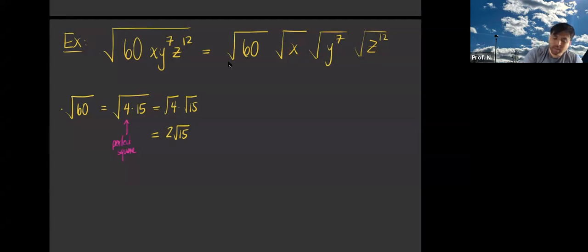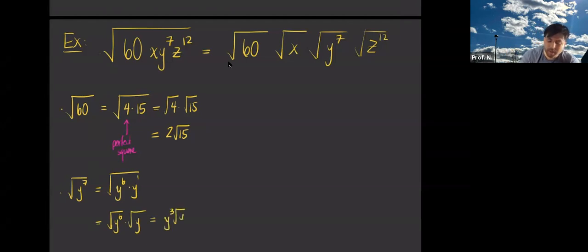Can I break down rad y? y to the 7th. Remember, I want to find the largest perfect square. The largest perfect square is y to the 6th. It's an even exponent. y to the 6th times y to the first power gives me y to the 7th. So I can break it down as the square root of y to the 6th multiplied by the square root of y. And what is the square root of y to the 6th? The same thing as taking 6 divided by 2, and I get y cubed, square root of y. So that is how I break down y to the 7th.